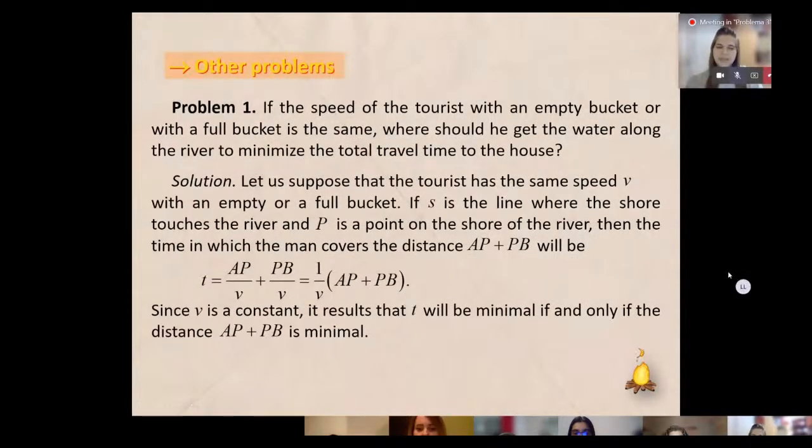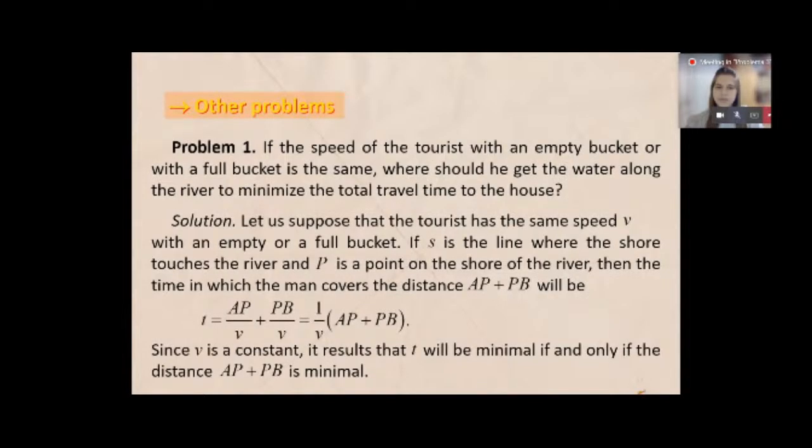Okay, in the sequel, we consider the following three problems. Problem 1. If the speed of the tourist with an empty bucket or with a full bucket is the same, where should he get the water along the river to minimize the total travel time to the house? If the tourist has the constant speed v and P is a point on the shore of the river, then the time in which the man covers the distance AP plus PB will be t equals AP plus PB divided by v. So t will be minimal if and only if the distance AP plus PB is minimal.